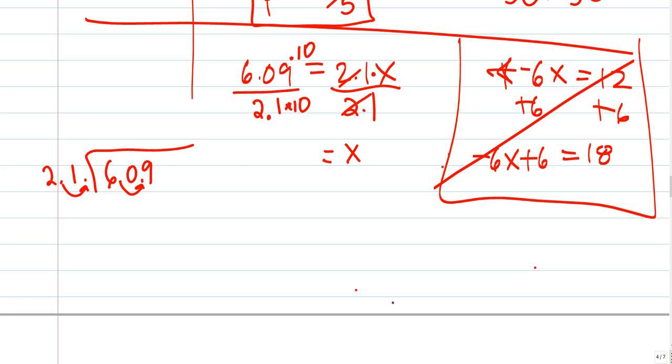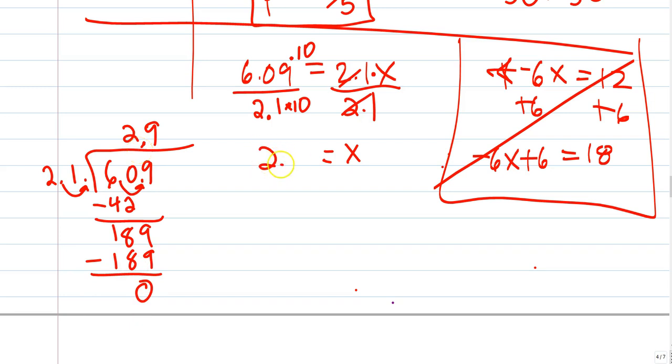Deep thought, so maybe you've never thought of that. That's okay. 21 into 60, I believe, goes in twice. 2 times 21 is 42. 18 with a 9. 21 into 189. Let's just go 2 into 18 is probably about 9 times. So we'll try 9. If it's not right, we'll keep going. 9 times 21 is 189. Do not forget to bring up the decimals so that our answer is 2.9.